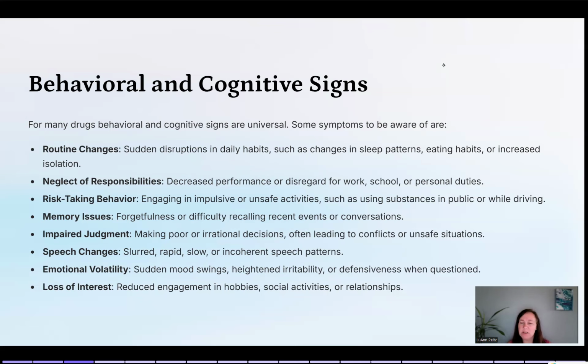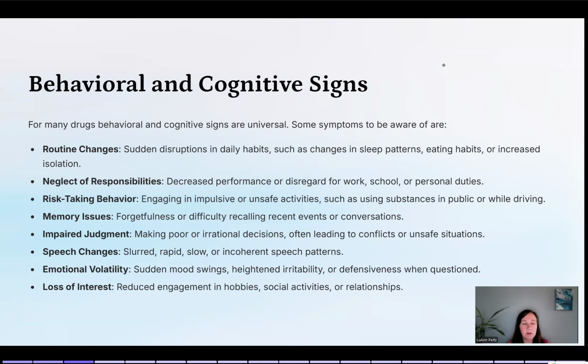Do they have memory issues? Are they forgetful, or do they have difficulty recalling events or conversations? Do they have impaired judgment? Are they making poor or irrational decisions, often leading to conflicts or unsafe situations? Are there speech changes, slurred, rapid, slow, or incoherent speech patterns?